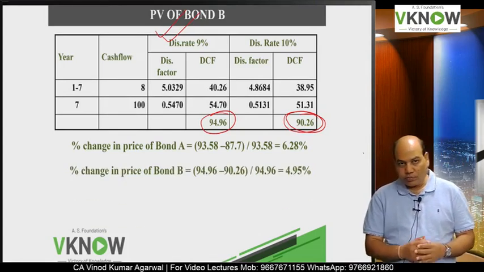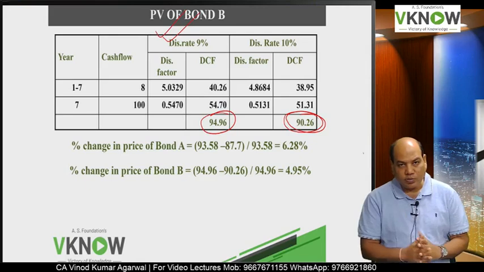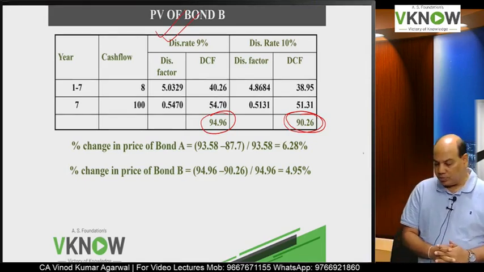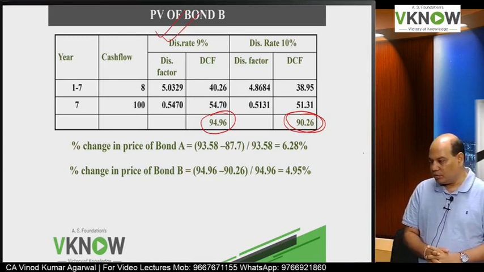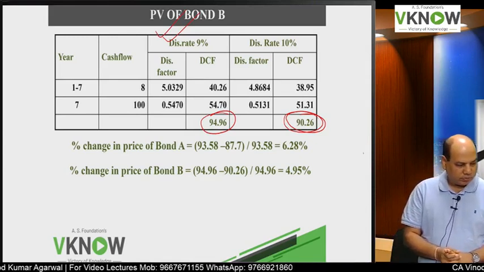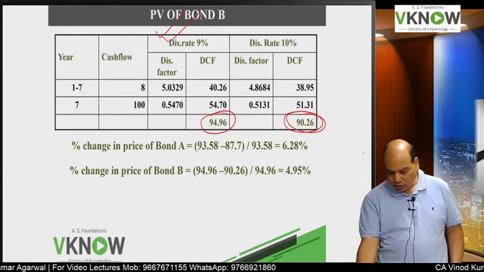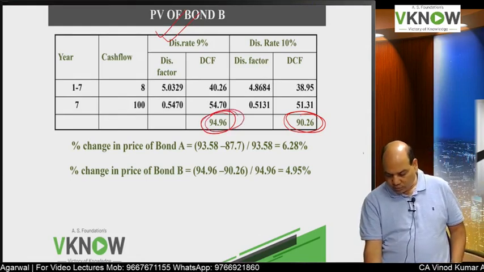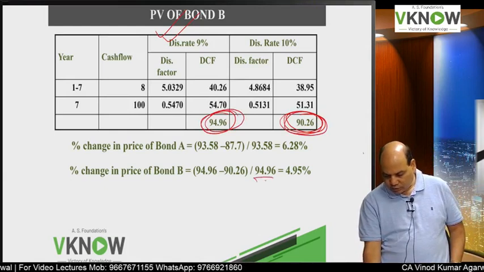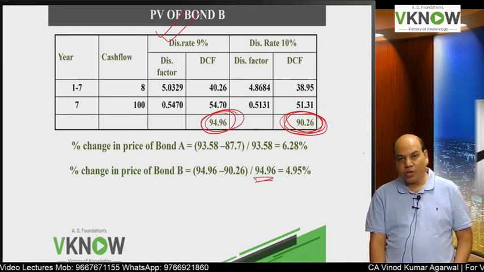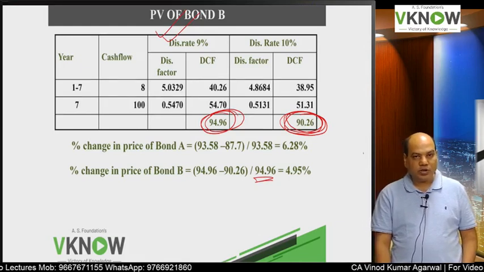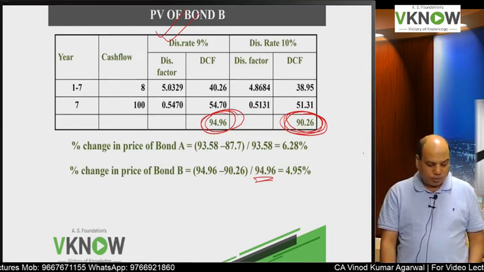Now tell me, by what percentage bond price have changed for bond B? Percentage change in price of bond B. Take the difference between these two numbers, divide by 94.96. So your answer is how much? 4.95. What is the proof here?